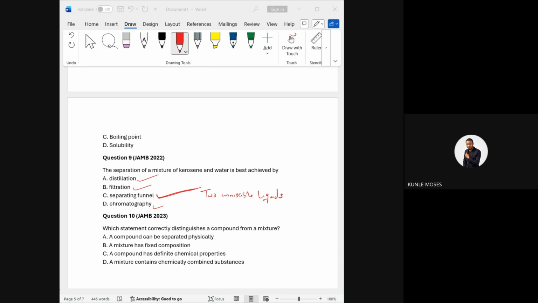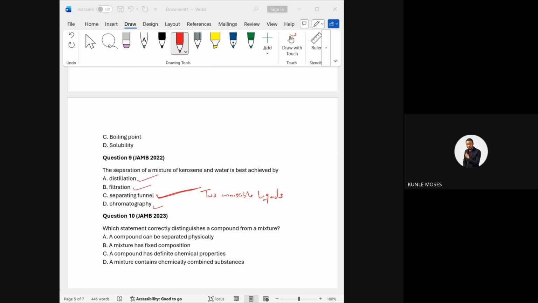I think it's C. But what do you say? C. A compound has definite chemical property. I mean, no, it's C. Who is talking? Answer is gift. Gift. What do you want to give me as a gift? Yeah, you are right. B is the answer. C is the answer.